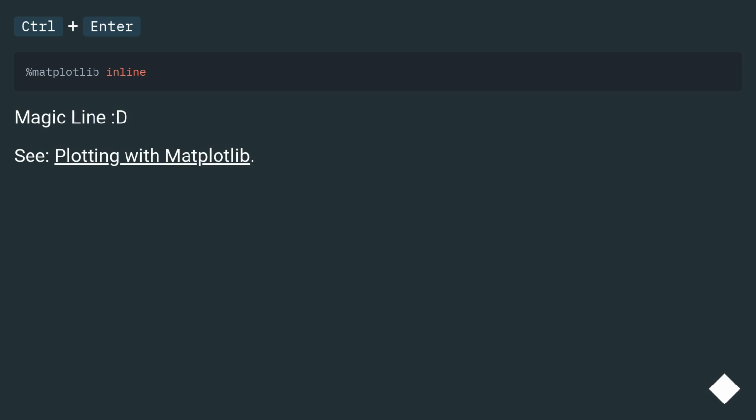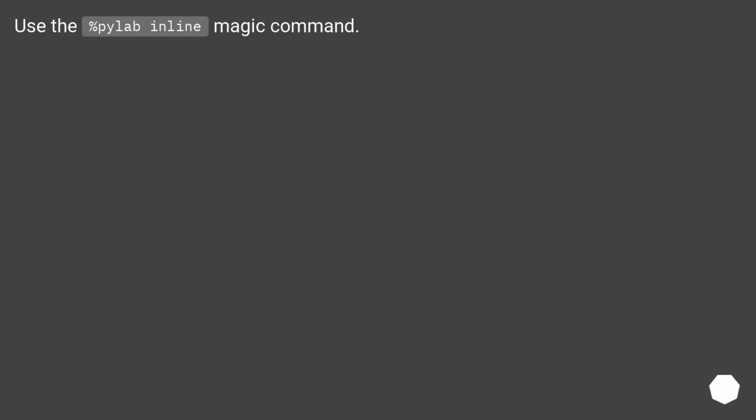Ctrl+Enter. Magic line, plotting with matplotlib. Use the %pylab inline magic command.